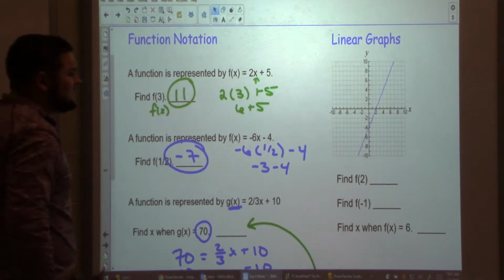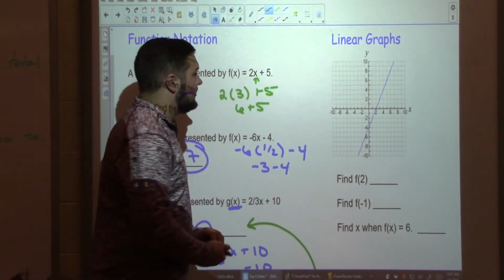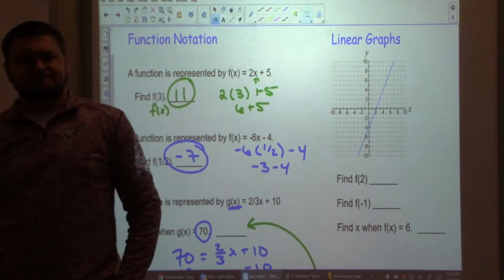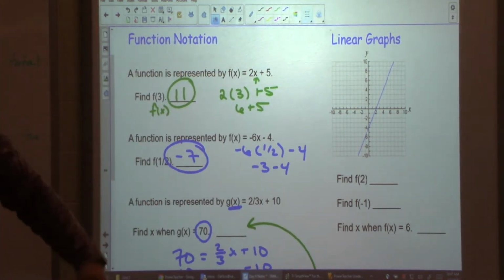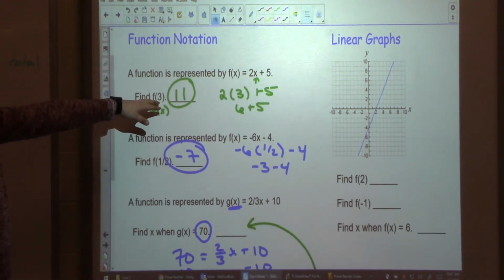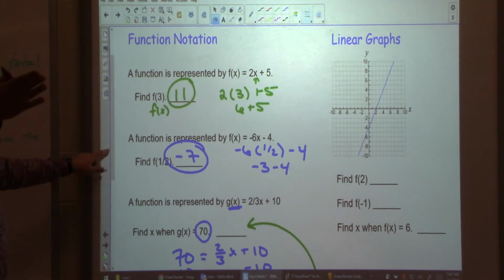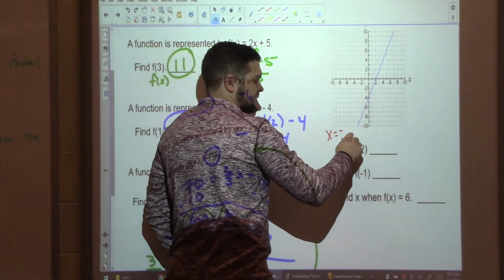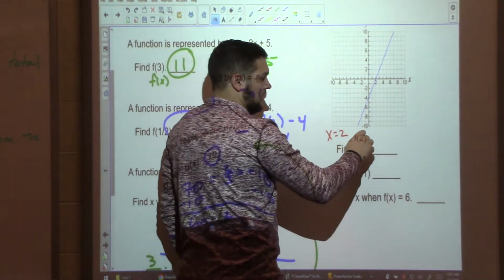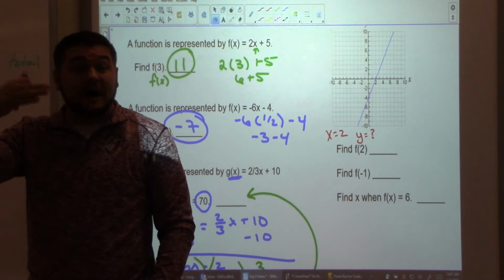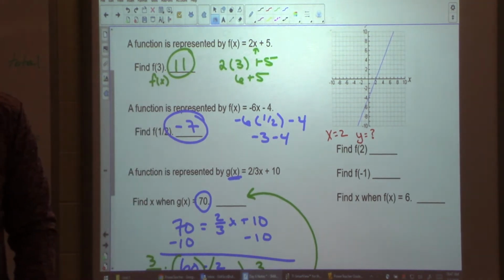So, it wants me to find f of 2, but it wants me to find it off of the graph. Let's think about it though. If I had asked you f of 2 over here, what would you have done with it? Plug 2 in for x. So I'm going to do the same sort of thing with my graph. I'm going to let x equal 2. I want to know, when x equals 2, what does y equal? And that's going to be my answer.